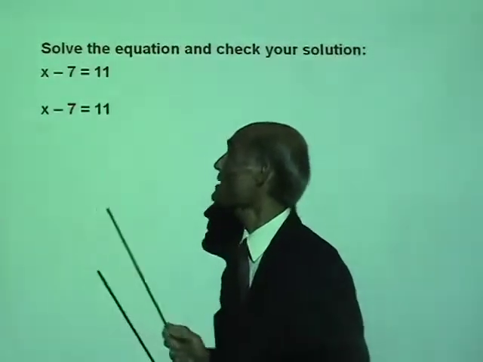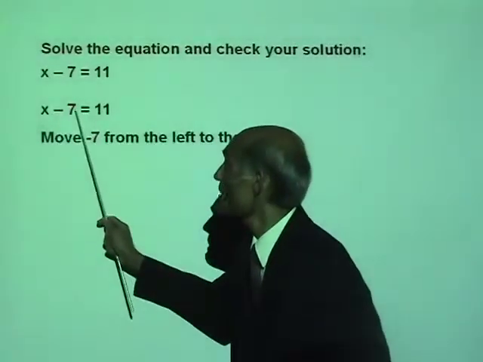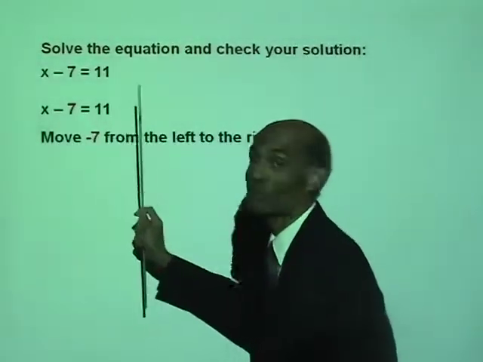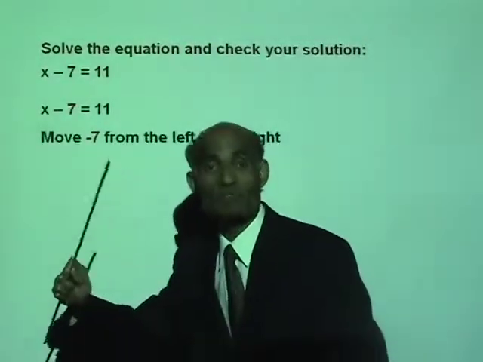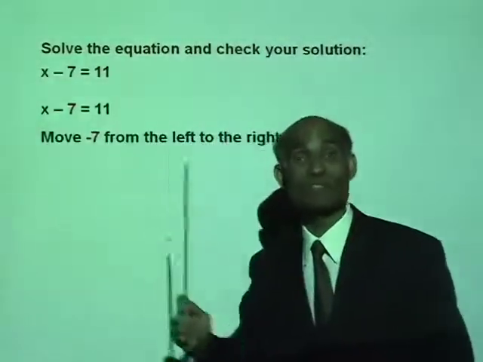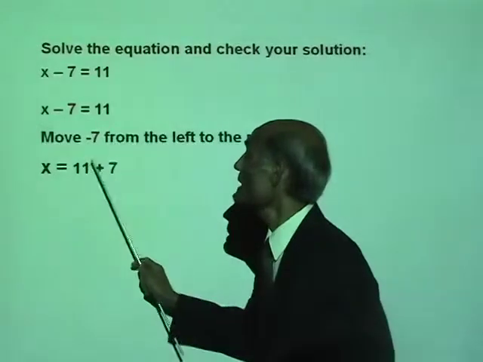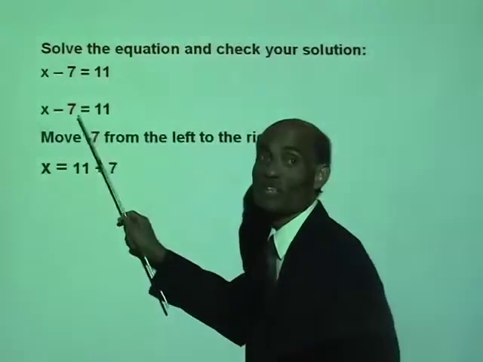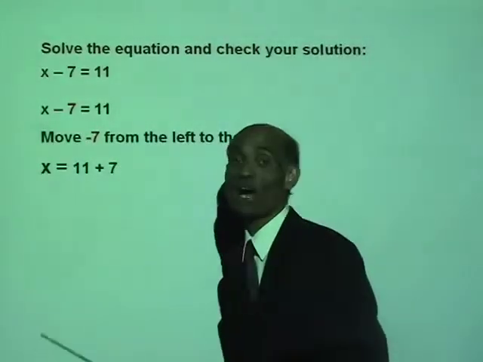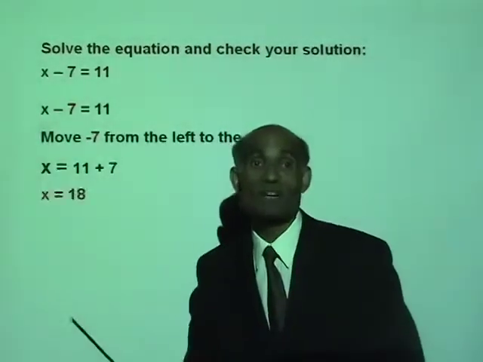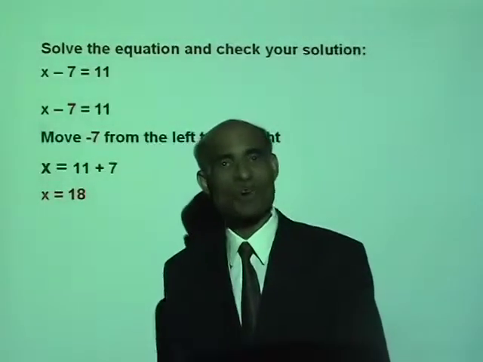So x minus 7 equal to 11. Move the negative 7 from the left to the right. Remember, when the negative 7 is moved from the left to the right, it will become positive 7. So you have x equal to 11 plus 7. The negative 7 from the left comes to the right, becomes positive 7. And that gives me x equal to 18. Isn't that a very simple way to solve that equation?